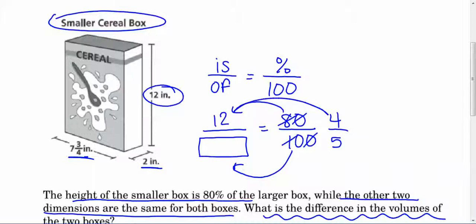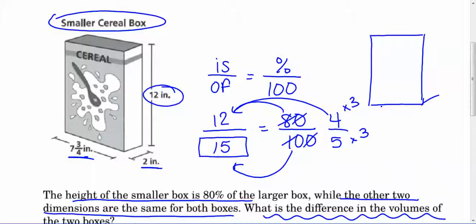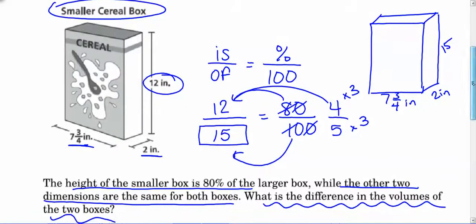Now when you're looking across from 4 to 12, we know 4 times 3 gives us 12, and 5 times 3 gives us 15. So we have just figured out that the taller box, let me see if I can draw this nicely, has the same width of 7 3/4, or length, it doesn't really matter, and a width of 2 inches, but instead of the height being 12, the height is actually 15 inches. Now this would be a question where you could use a calculator, but the rule of calculators is that you show all the work if you want to get the points.